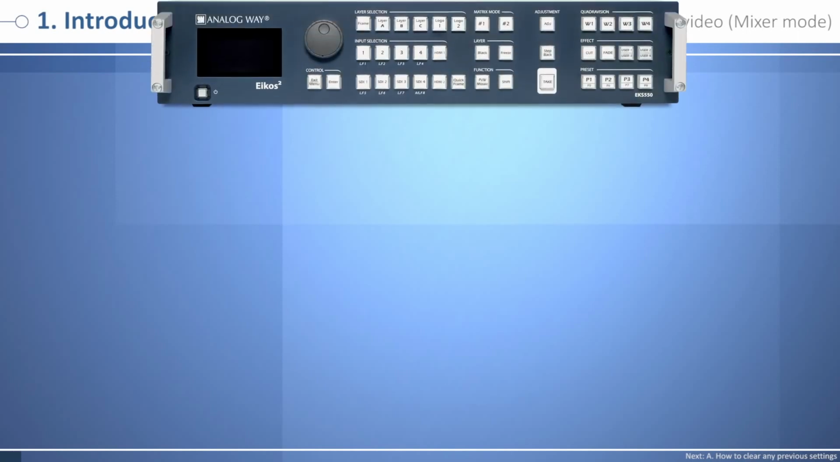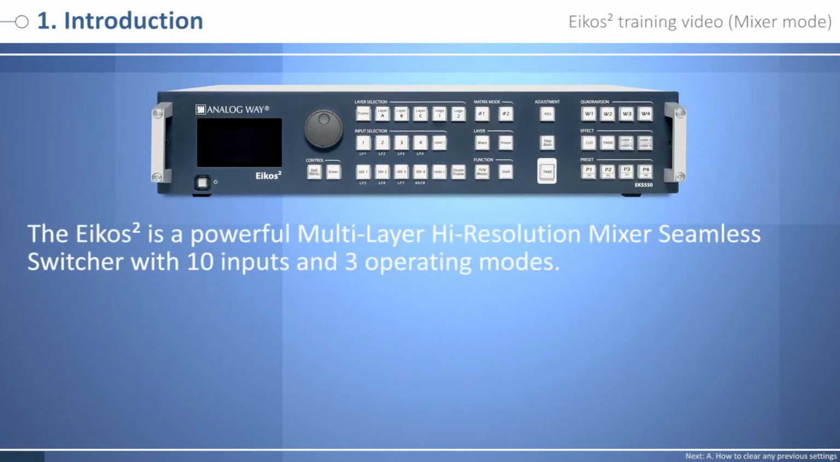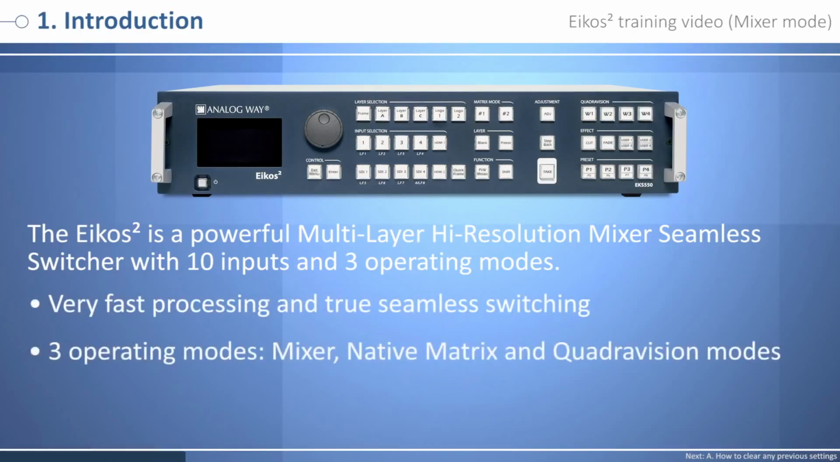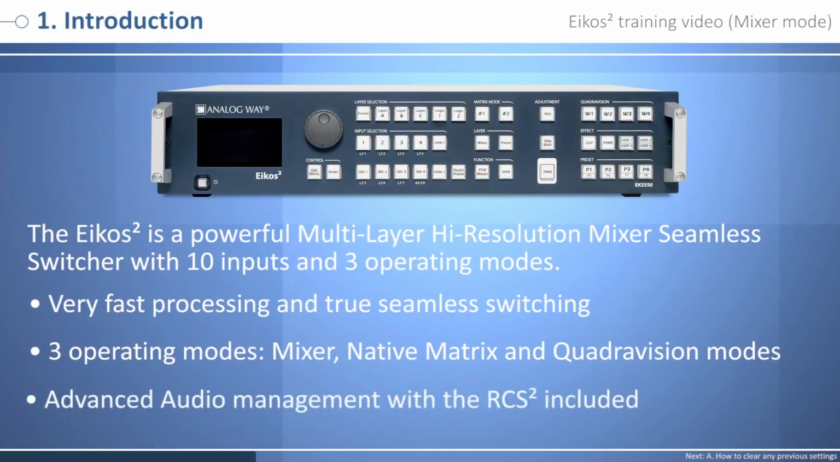Introduction. The Eikos² is a powerful multi-layer, high-resolution mixer seamless switcher with 10 inputs and 3 operating modes. Eikos² features very fast processing and true seamless switching. 3 operating modes are available: mixer, native matrix, and Quadravision modes. Advanced audio management with the RCS2 is also included.